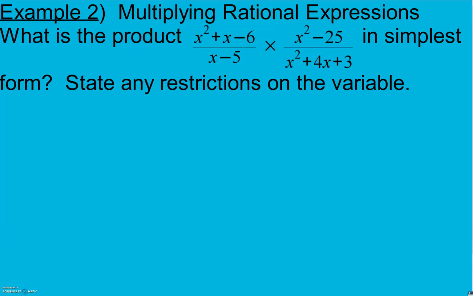Example 2 is multiplying rational expressions. What is the product here in simplest form? State any restrictions on the variable. So the very first thing we're going to do is write these in factored form.